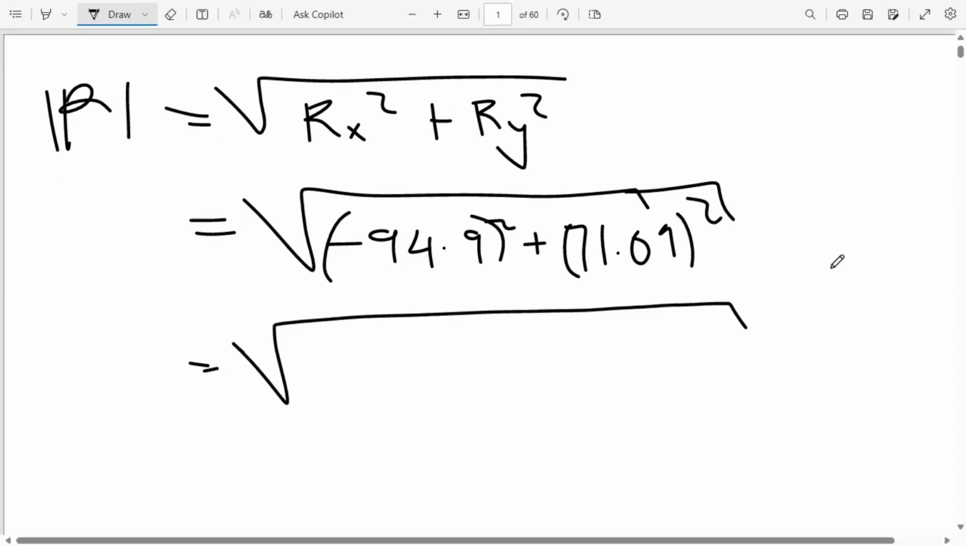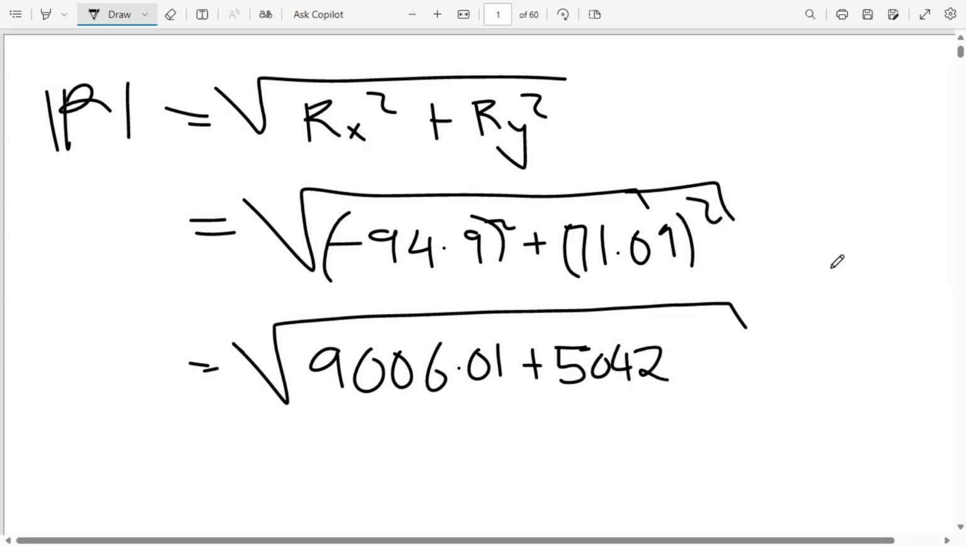Negative 94.9 squared is giving me 0.01, plus 71.01 squared, which is giving me 42.42 like this, and I'm going to add the two values.